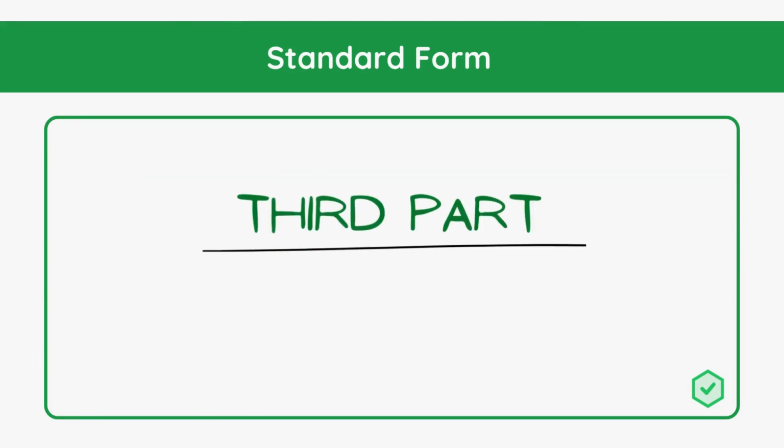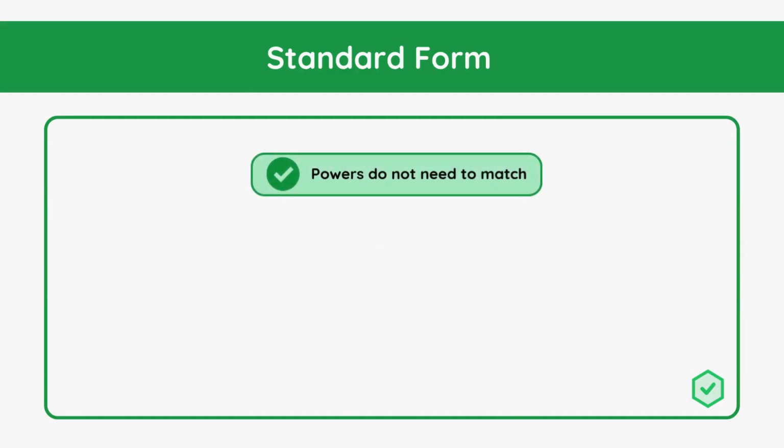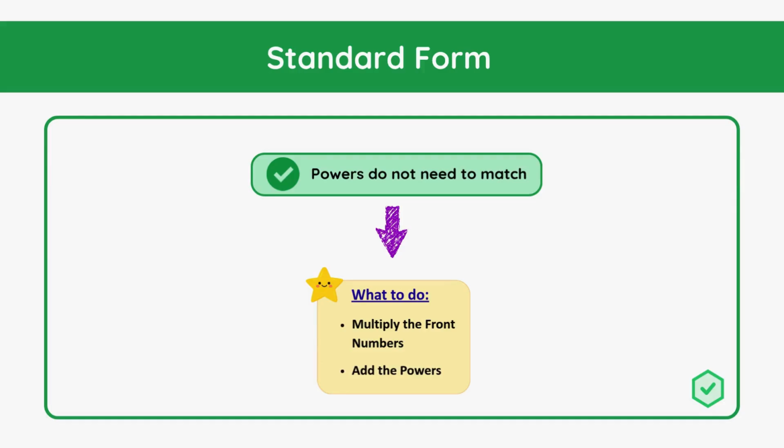Now let's move on to the last part, multiplying and dividing. And here's some good news. This is actually easier than adding and subtracting because the powers no longer need to match. For multiplication, you do two things separately. You multiply the front numbers together and you add the powers. That's it. Let's see it.